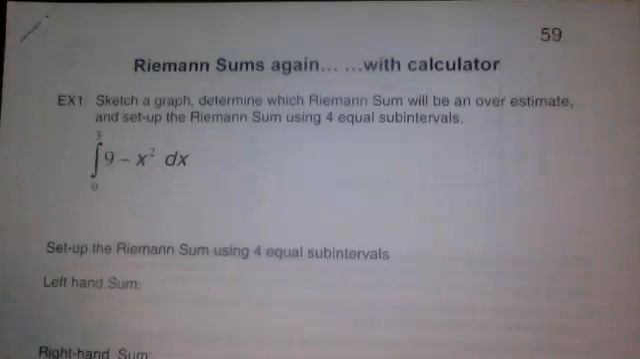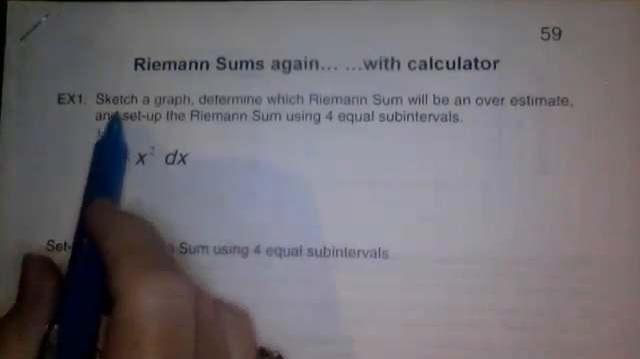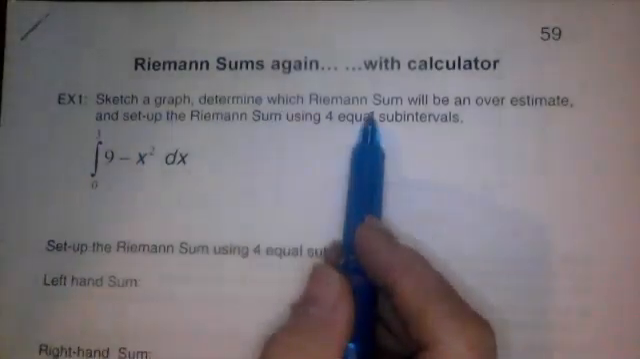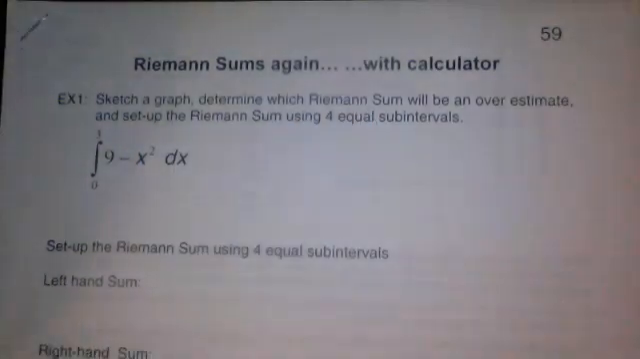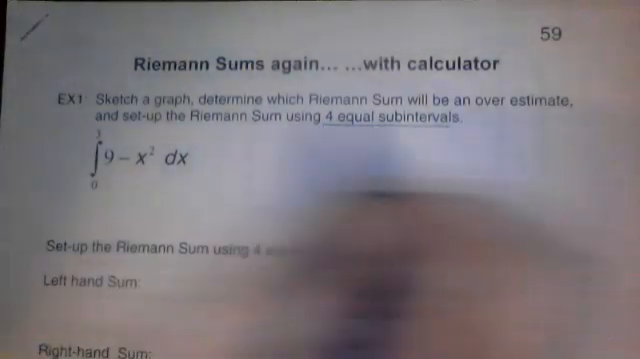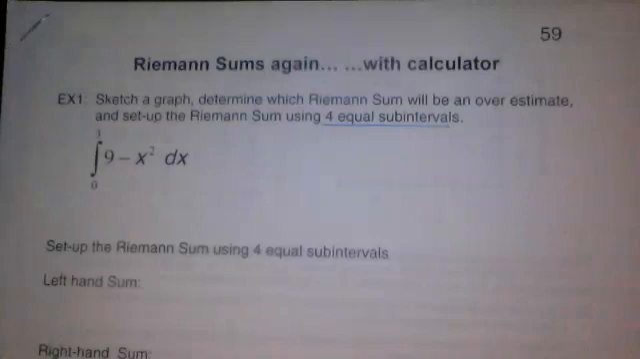All right, so we're going to spend one more day talking about Riemann sums. This time we're going to use calculators to speed the process up just a little bit, for at least a portion of the lesson. So this first one wants us to sketch the graph, determine which Riemann sum will be an overestimate, which will be an underestimate, and then we're going to set up the Riemann sums using 4 subintervals, so 4 rectangles.